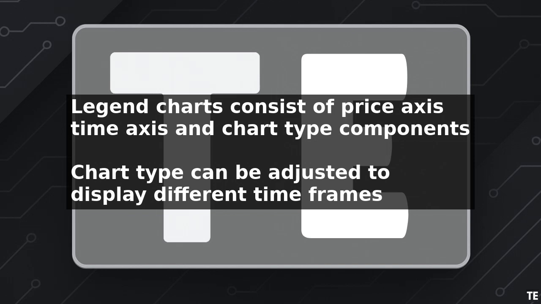To read a legend chart, start by looking at the overall trend of the stock's price movement. Identify any patterns, such as an upward or downward trend. Next, look for key events, such as earnings reports or economic announcements, which can impact the stock's price.